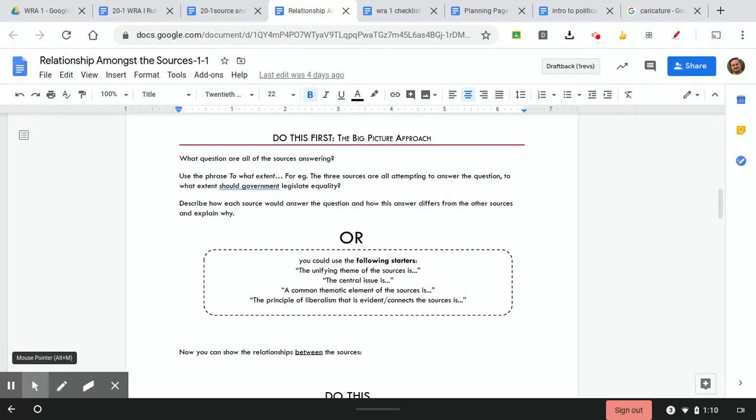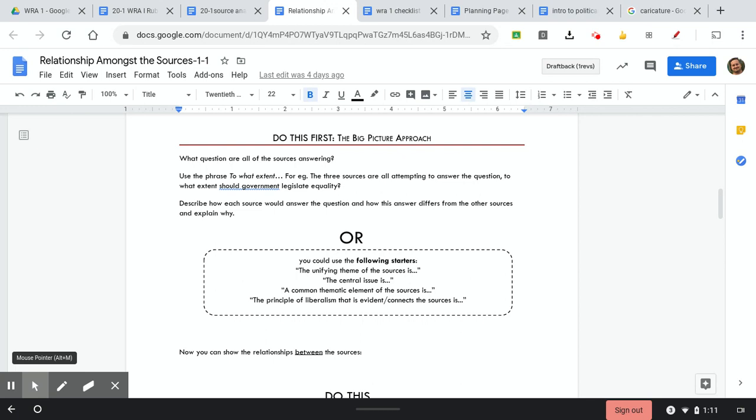So do this first. I recommend when you start your relationships paragraph, look at the big picture. What are all the sources about? What question are all of the sources answering? You can use the phrase, to what extent? For example, the three sources are all attempting to answer the question, to what extent should government legislate equality? Describe how each source would answer the question and how this answer differs from the other sources and explain why. If you look at the big picture first of all, it's a nice way of synthesizing all the information, and then when you go into the individual relationships, you already have something to build off of.